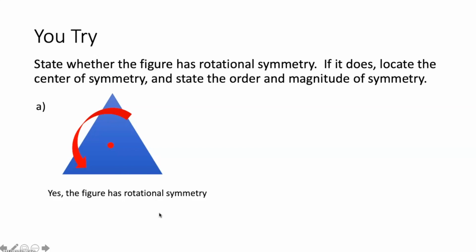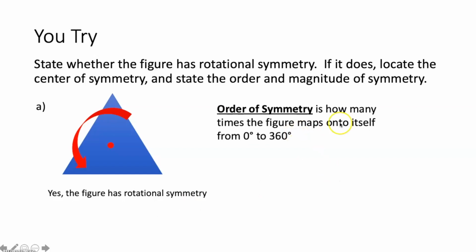And again, we want to find the order and magnitude of symmetry. The order of symmetry, how many times does the figure map onto itself from 0 degrees to 360 degrees? So when you have a regular polygon like this, it's easy just to look at one vertex and then rotate and see when that vertex hits another vertex. So if I were to rotate here, yeah, that's 1 time, it's the same figure. Boom, that's 2 times it's the same figure. And then we're back to the same figure after a 360-degree rotation.